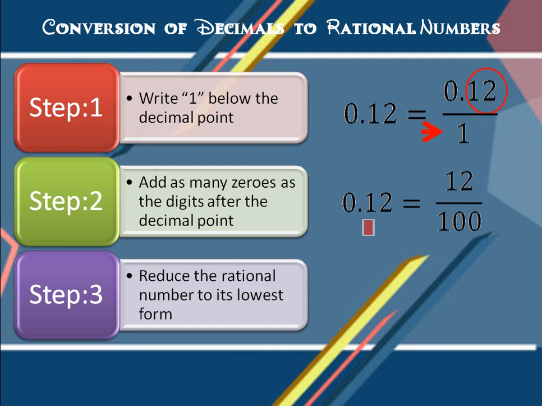So I am going to divide the numerator and the denominator by 4 to get the rational number 3 over 25, which is the lowest form of the rational number. I cannot further simplify this rational number. So my decimal number 0.12 will be converted into the rational number 3 over 25.